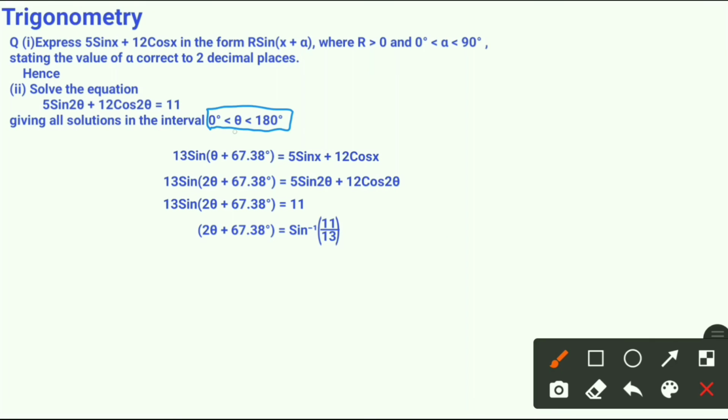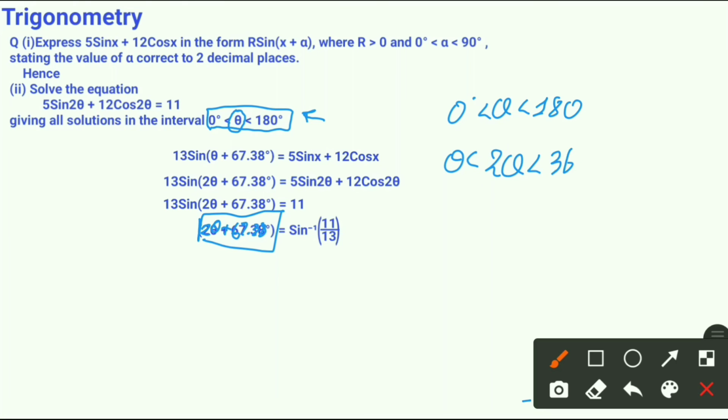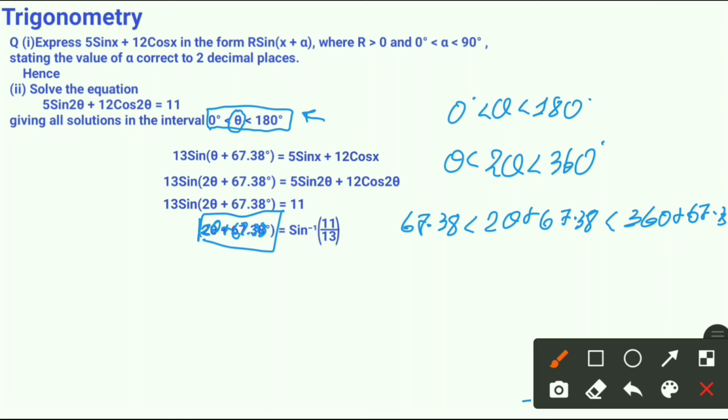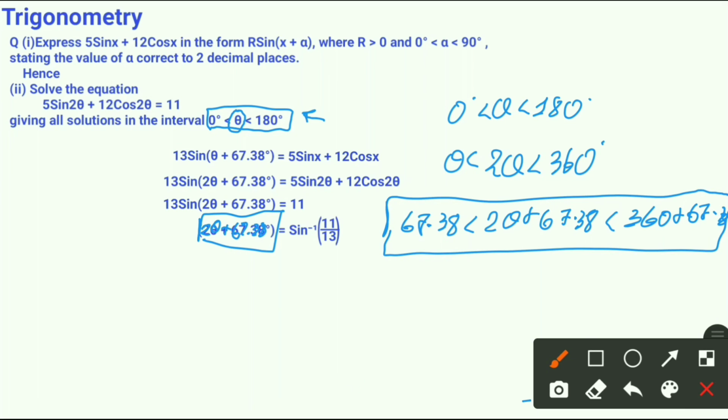Now before going any further, first of all we need to see this interval and this one. We need to change this from this to this. I mean, you're going to change the interval accordingly. In here it is theta only, but in here it is 2 theta, and then there's an addition of 67.38. So we're going to change it in such a manner that 2 theta goes from 0 to 360 degrees, and then 2 theta plus 67.38, so here it would be 67.38 and 360 plus 67.38. Okay, so you got a new interval.